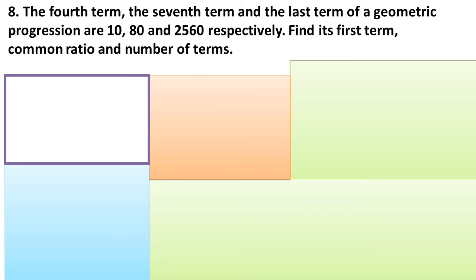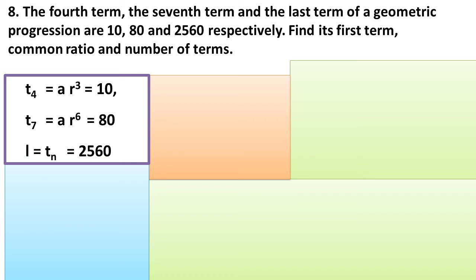Question number 8. The fourth term, the seventh term and the last term of a geometric progression are 10, 80 and 2560 respectively. Find its first term, common ratio and number of terms. Let us solve step by step. List out what is given. Fourth term is 10, seventh term is 80 and the last term Tn is 2560.